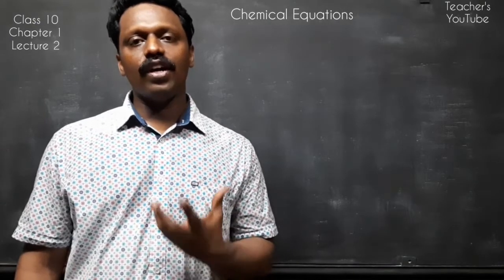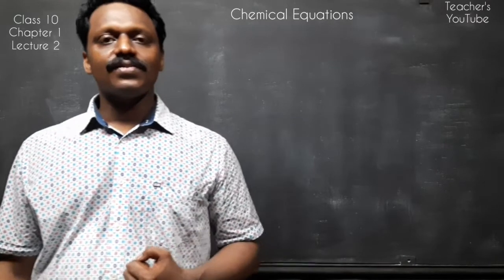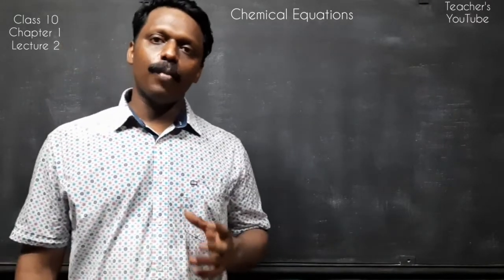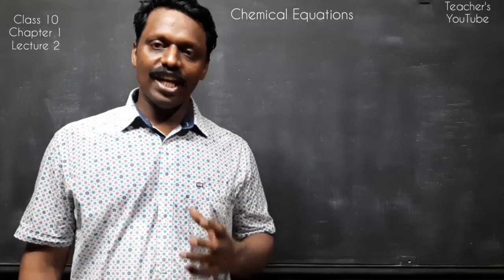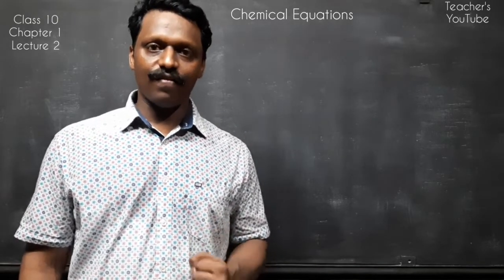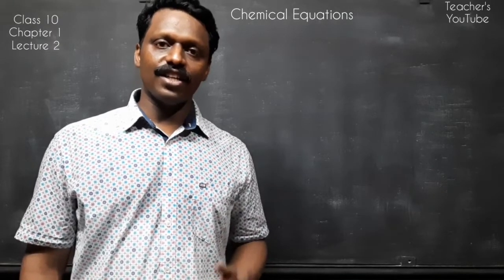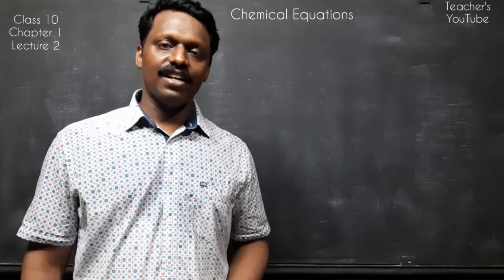We will now learn the balancing of chemical equations. The process of making the number of different types of atoms equal on both sides of an equation is called balancing of chemical equation. This will be discussed in detail in the next session.